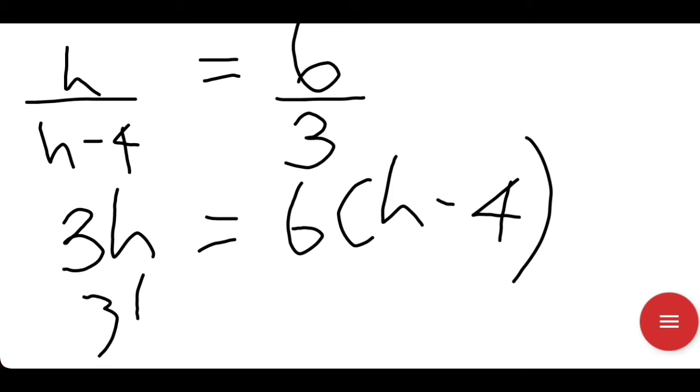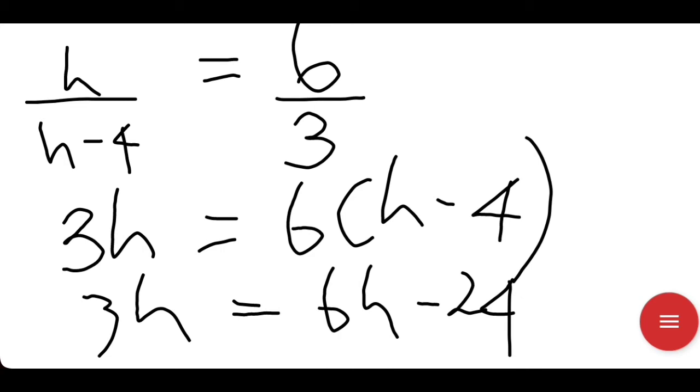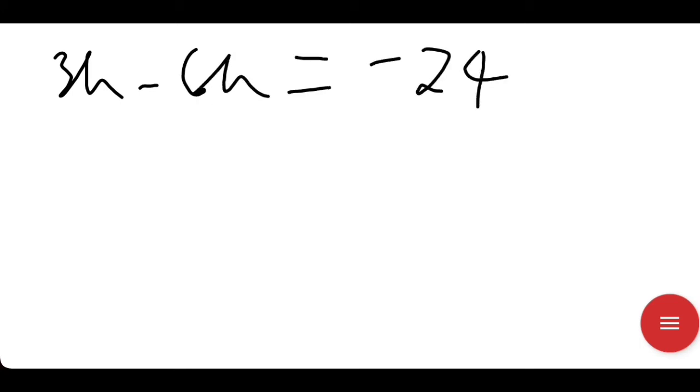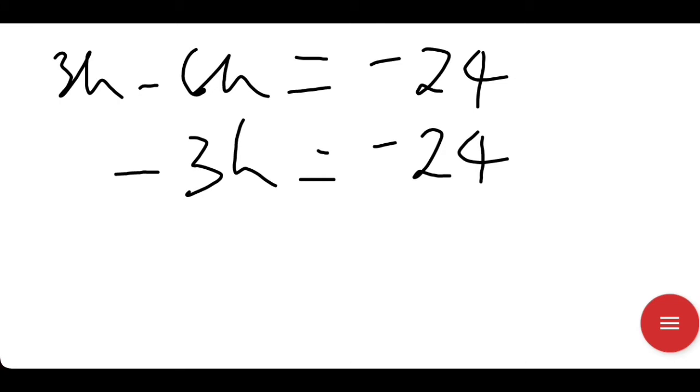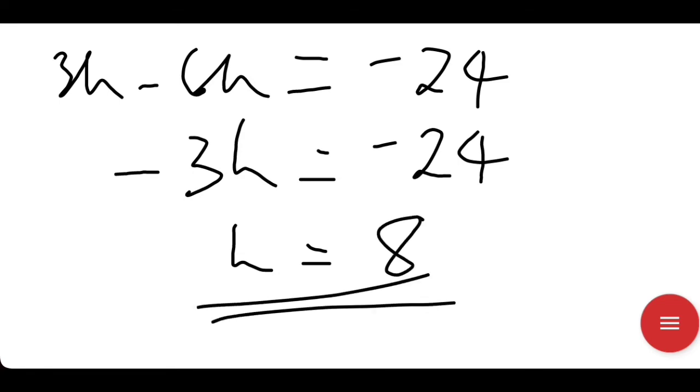So 3h is equal to 6h minus 24. So from here, we'll group like terms. 3h minus 6h is equal to negative 24. So this will give me negative 3h equal to negative 24. I'll divide through by negative 3. So my negative here will be gone. So my h is 8 centimeters.